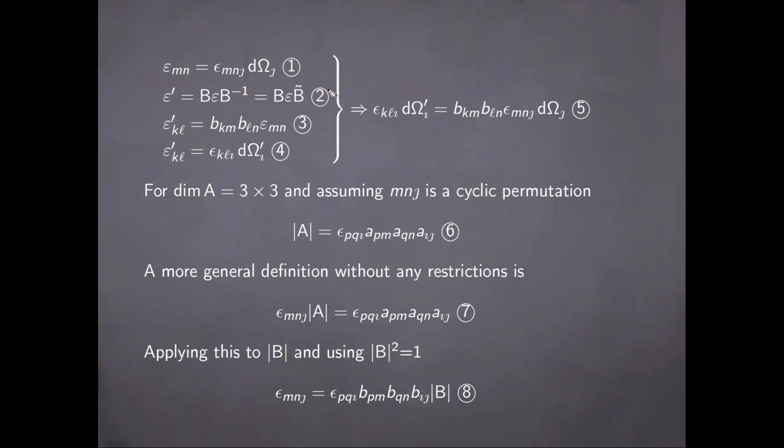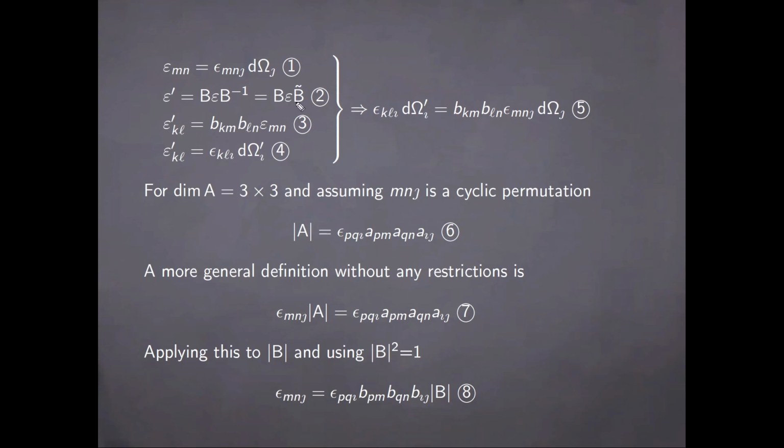So to begin with, we need to put the following things together. The elements of the matrix epsilon are given by the expression here. So this is just the Levi-Civita totally antisymmetric tensor multiplying the component d omega j. We have defined epsilon prime as the similarity transformation of epsilon under the orthogonal matrix B. So these two equalities hold.